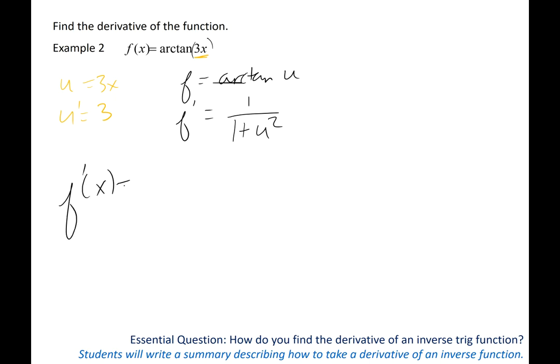F prime of x equals the derivative of the inside, which is 3, times the derivative of the outside, which is 1 over 1 plus, and instead of writing u squared, I'm going to write 3x squared. I'm going to clean it up a little bit, so it would be 3 over 1 plus 9x squared.